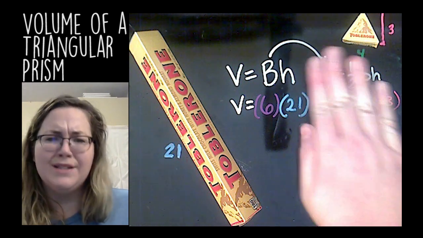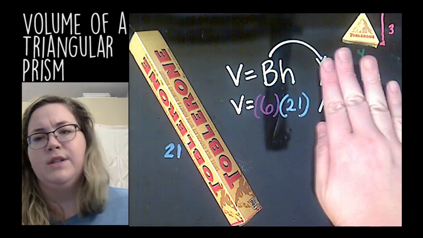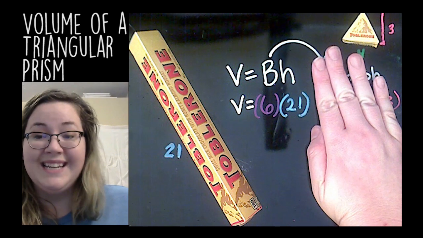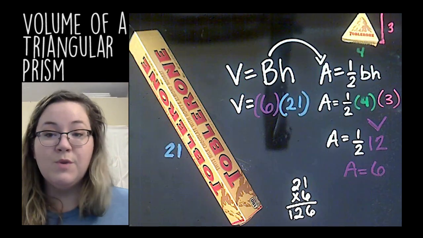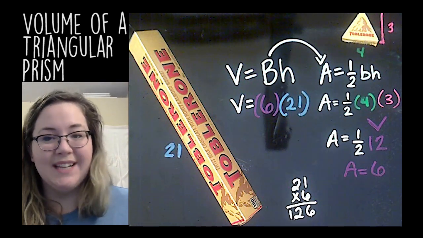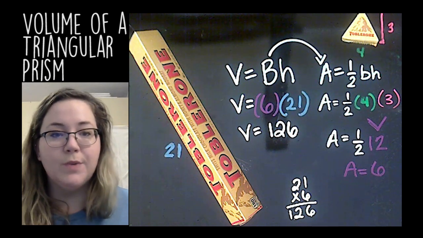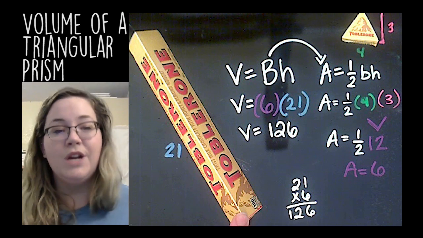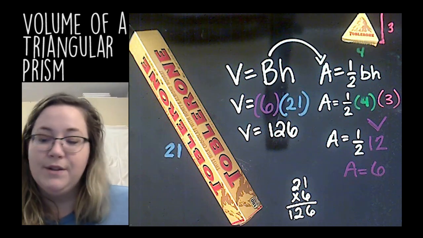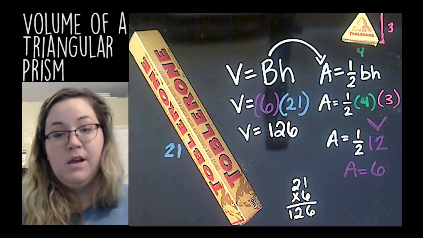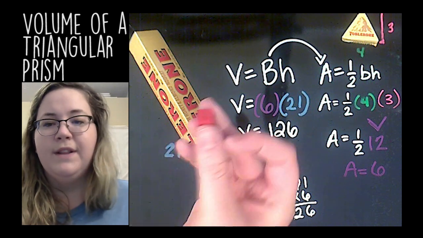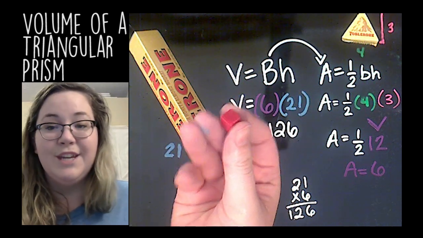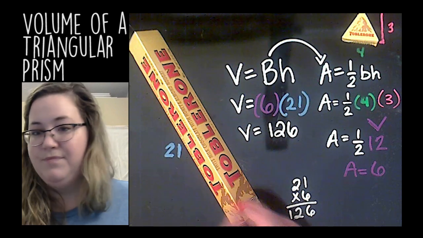Okay, so I know these guys are super close, but we already worked on that. Right now, we just have 6 times 21 left. 21 times 6 is 126. So V equals 126. So that means the volume of this triangular prism is 126 cubic centimeters. That means I should be able to perfectly fit 126 of these cubes into this shape. Do you think it would fit?